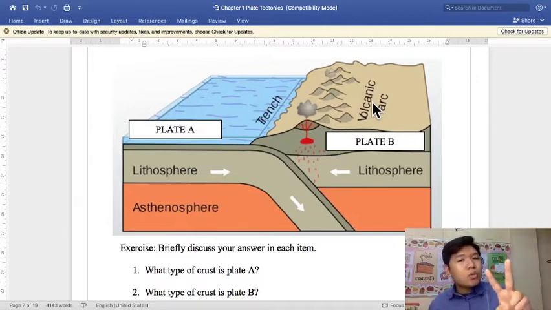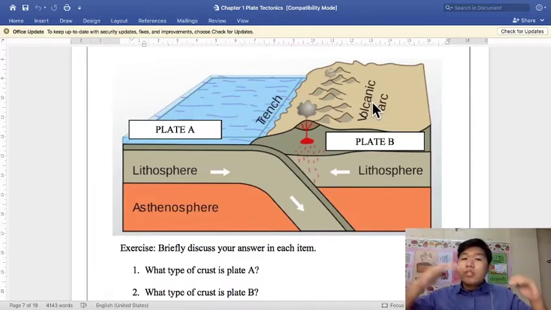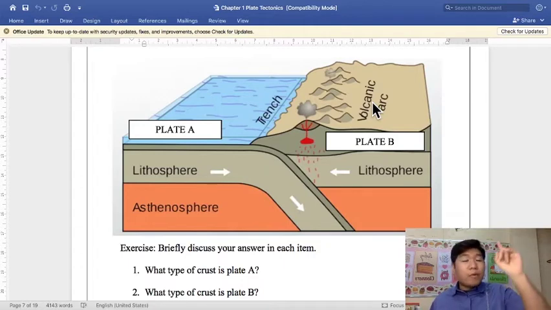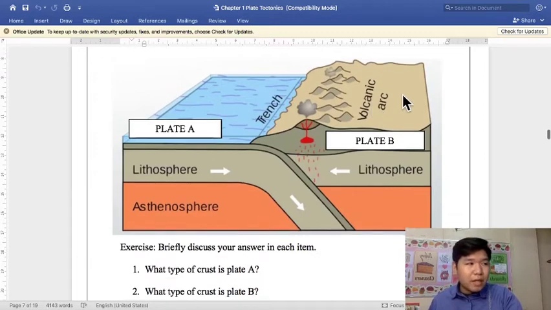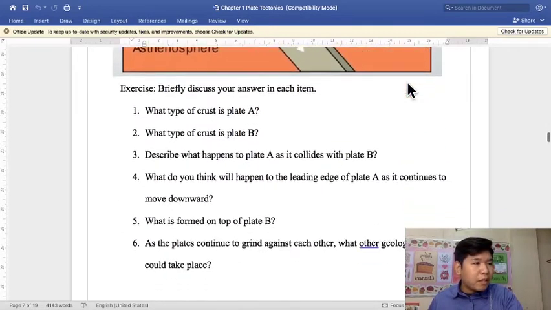Now there are actually two landforms formed due to the convergence of oceanic crust and continental crust. Okay? There are two landforms. We have number 1, volcanic arc, and number 2, trench. We will go through what a trench is later. Okay? And let's answer the final number here.